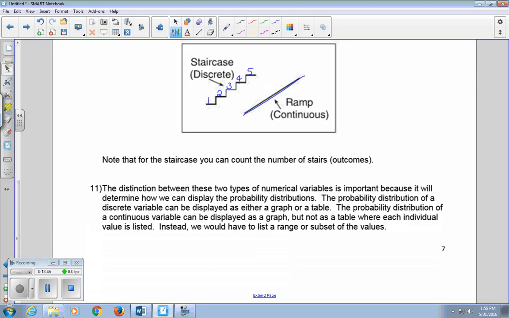The distinction between these 2 types of numerical variables is important because it will determine how we can display the probability distributions. Again, we need to classify our variables in order to properly display them. The probability distribution of a discrete variable can be displayed either as a graph or a table. The probability distribution of a continuous variable can be displayed as a graph, but not as a table where each value is listed. Instead, you'd have to have ranges of values or subsets of the values.